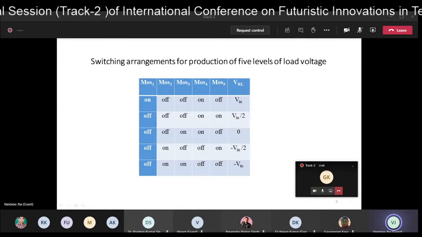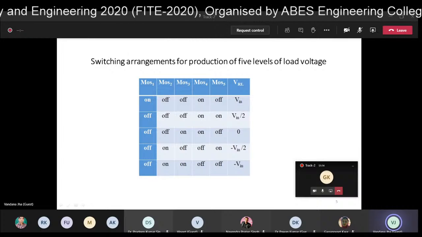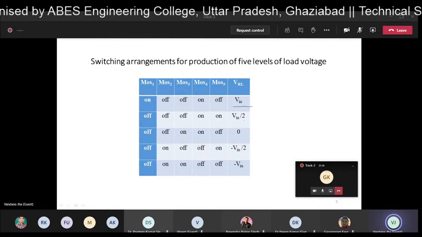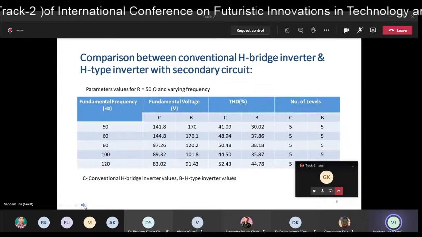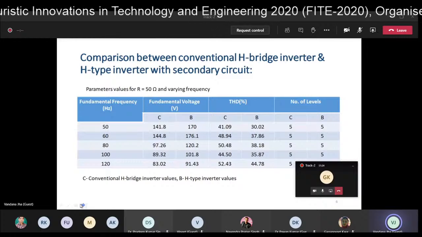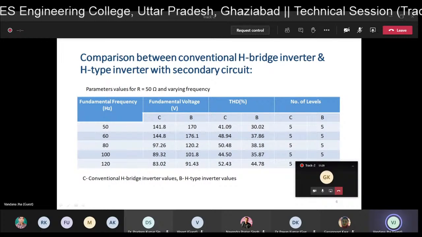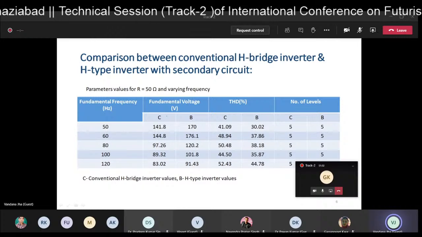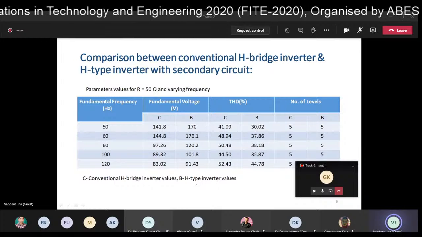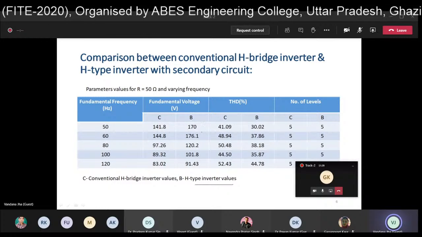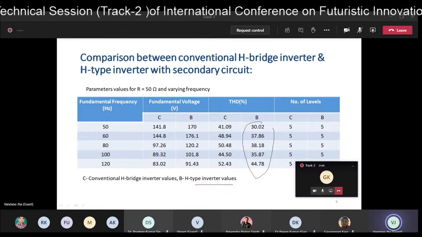This is the switching arrangement for the production of 5 levels of load voltage, and for MOSFET 1, for the production of V in, again V in by 2, 0, minus V in by 2, and minus V in. Now here I have made a comparison between the conventional H-bridge inverter and H-type inverter, the fundamental voltage and the THD. This column represents the conventional H-bridge inverter, and these values represent the H-type inverter with secondary circuit. As you can see, the THD in this case is very small compared to that of the conventional one.